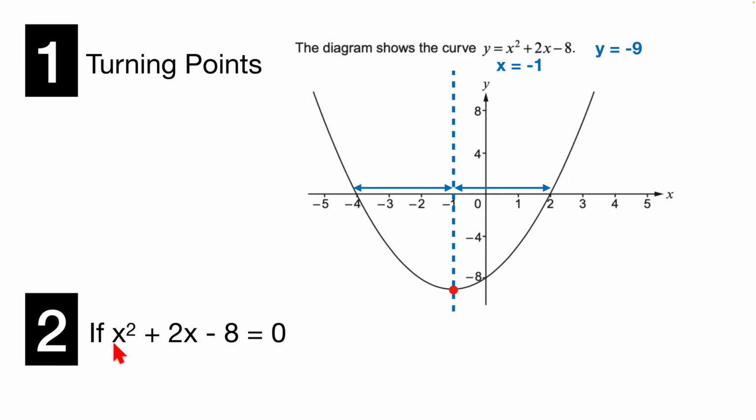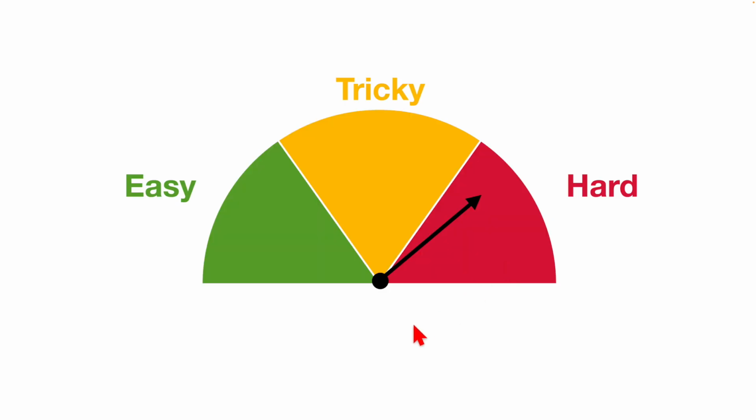Second thing, if you're asked to solve this equation, this will always be the same as this. That's the whole point of the question. So you know if x squared plus 2x minus 8 equals 0, then y equals 0 because y is equal to that. And where does y equal 0? Here. Oh no, and here. So minus 4 and 2, and that's the answer.